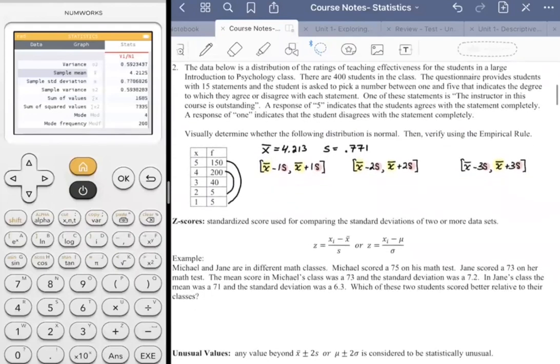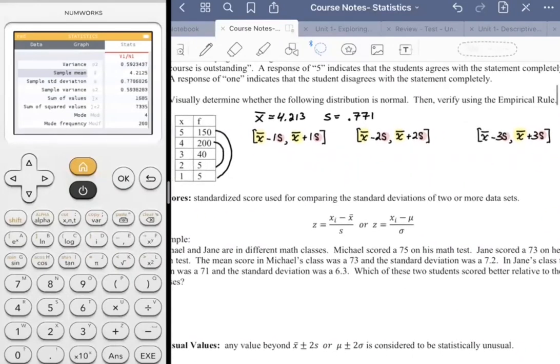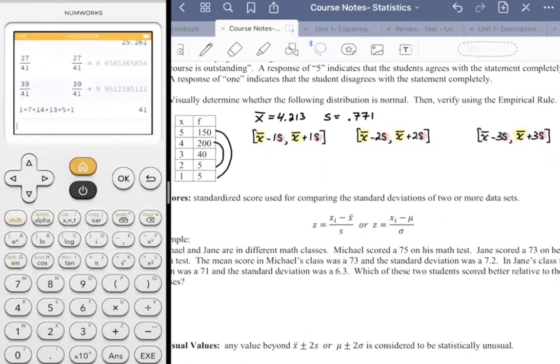All right. And so this is how we computationally verify a normal distribution. So I'm going to go into my home screen, go to calculation, and just start crunching numbers. So again, same idea as before. We know what the S is. We know what the X bar is. It's just a matter of, you know, find and replace.